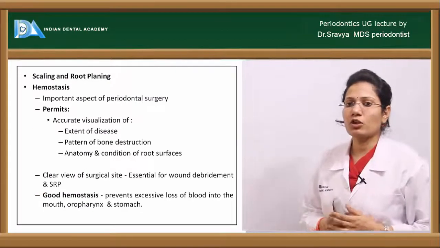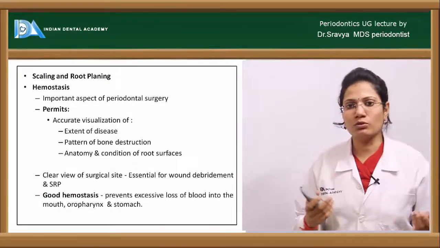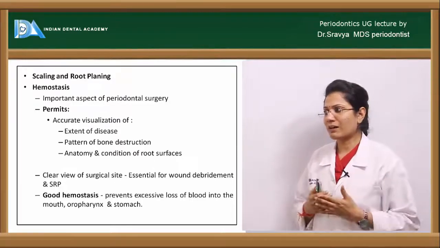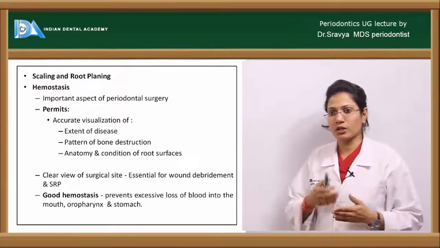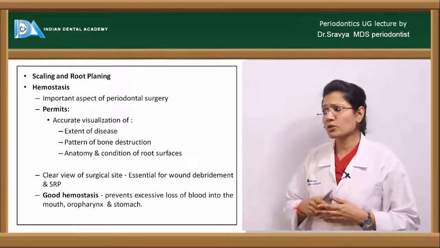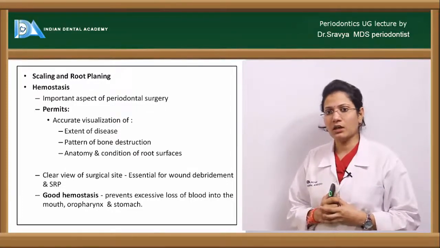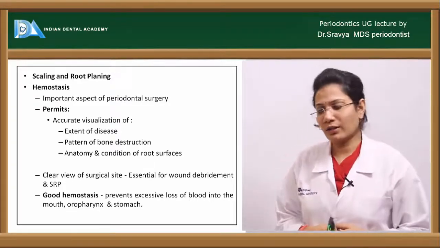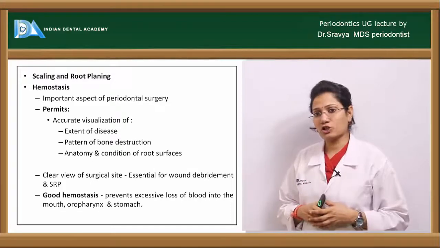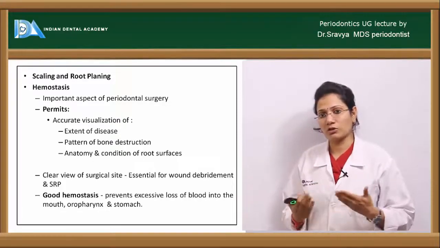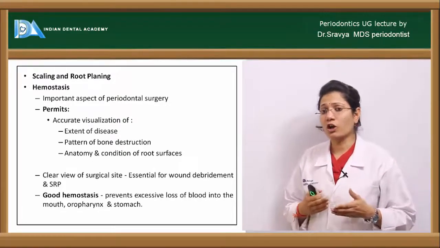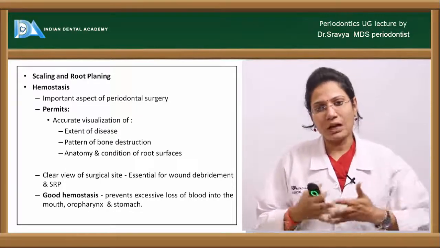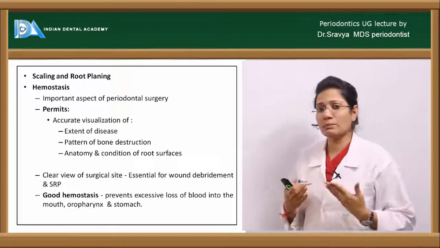Coming to the next protocol, that would be your scaling and root planing. So you do a thorough scaling and root planing. Following that, you raise a flap and finish off the flap surgical procedure. During your procedure, the most important thing would be hemostasis. When you're doing a surgical procedure, you're going to get a lot of blood, but you need to make sure that this blood is kept under control. What are the techniques of hemostasis that you can apply in patients who are bleeding too much?